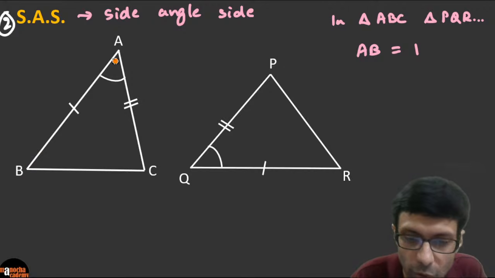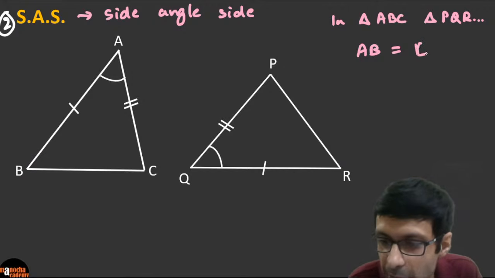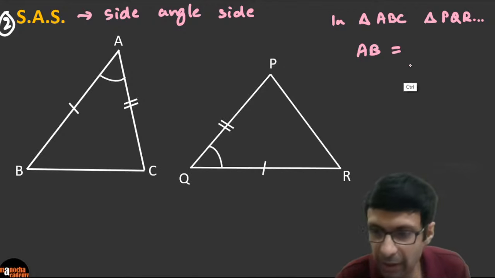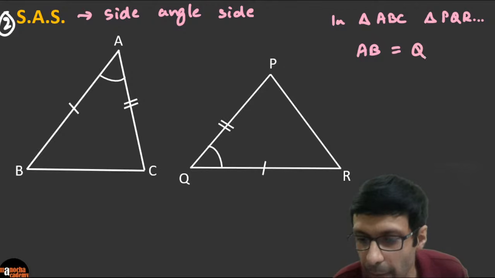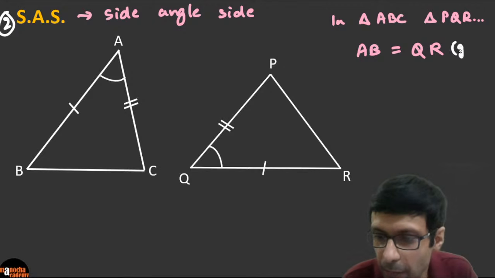So can you see, guys? This AB is equal to the line below. So we're going to write that AB is equal to, let me write that clearly, AB equals QR, right? Because that's given to us. So this is given.